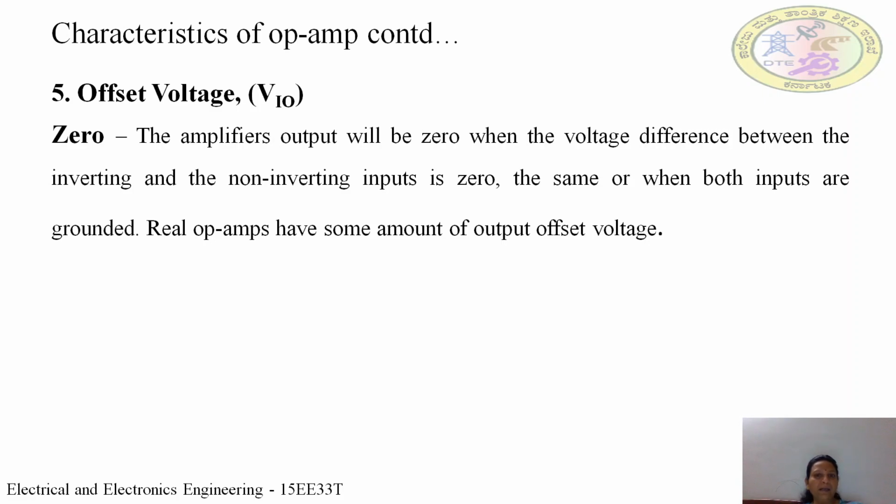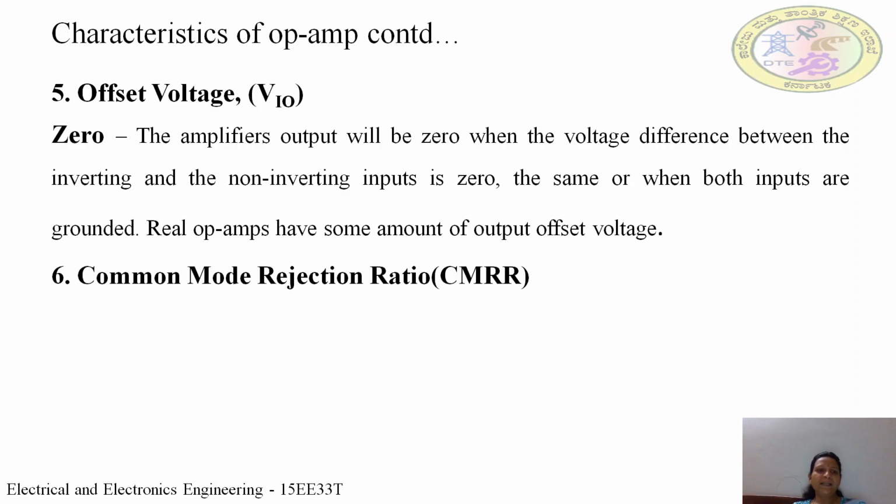Otherwise, the output would be 0 if the difference between the inverting and non-inverting inputs is 0. So this is called offset voltage. Ideally, the offset voltage of an operational amplifier is 0, but real op-amps would have some amount of output offset voltage. Now let's move on to the sixth characteristic, that is common mode rejection ratio, CMRR.